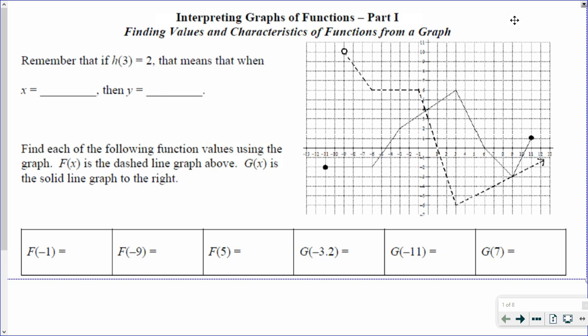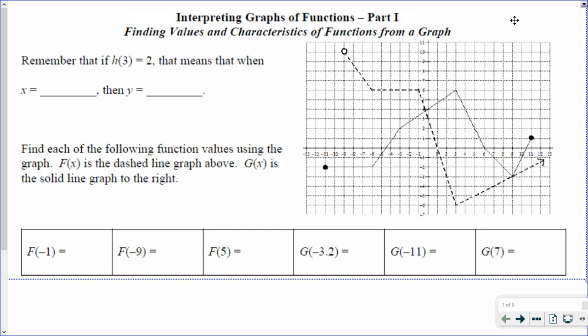Hello everyone. In this video, you are going to learn how to find values and characteristics of functions from a graph. So we've been focusing a lot on functions algebraically, meaning that you're given an equation, and now we're going to move into focusing on graphs of functions. So let's start with evaluating functions graphically.